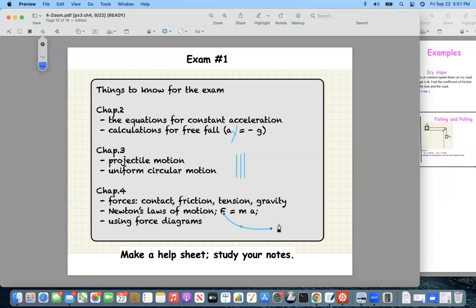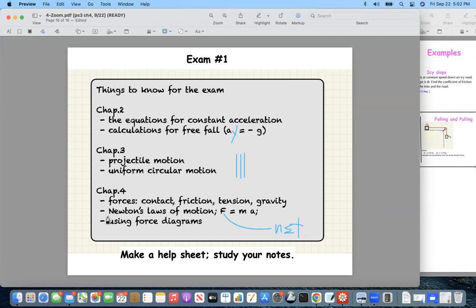I mean, we saw problems a minute ago where there were multiple forces. So which force do you use? Well, you use the net force, which is the vector sum of all the different forces that are acting. And don't forget gravity. And don't forget friction.